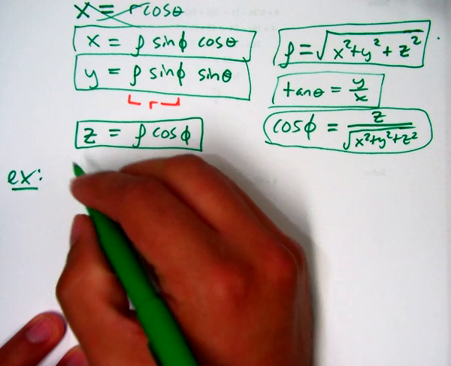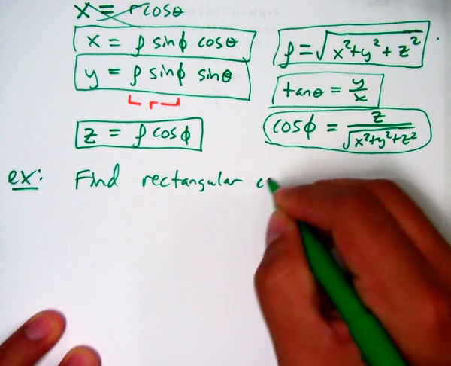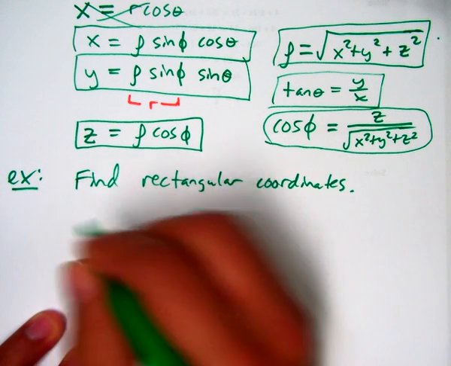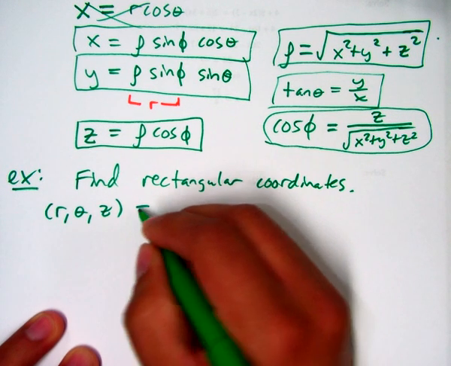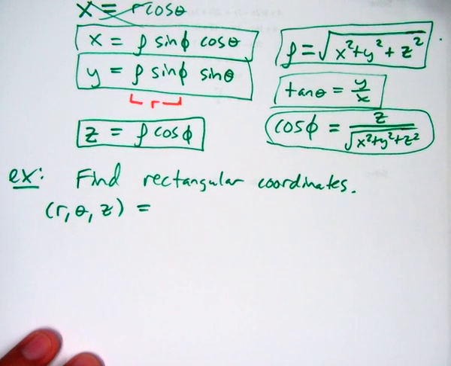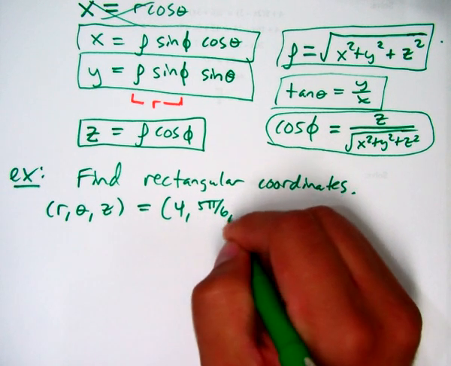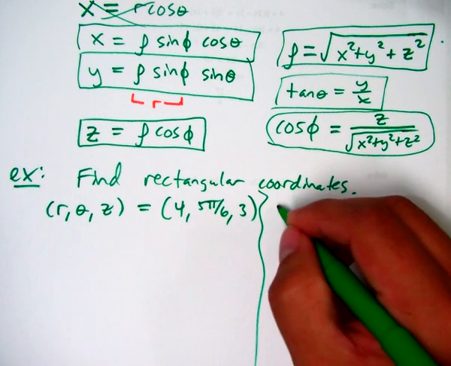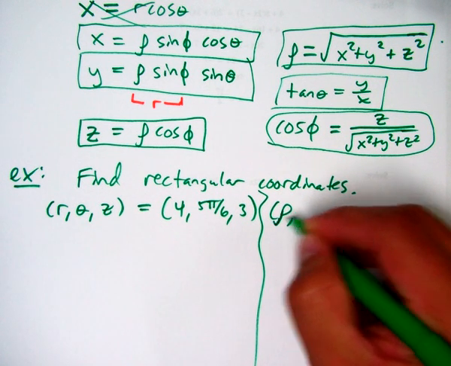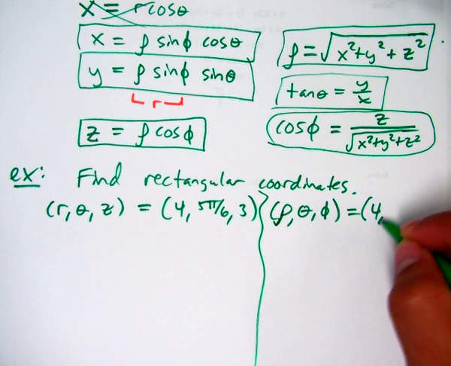Okay, for this one, let's say we wanted to find the rectangular coordinates and we were given an r, a theta, and a z. So what mode is this? Cylindrical. We have 4, 5 pi over 6, and 3. And then we'll also do one where we know a rho, a theta, and a phi. Let's say those coordinates are 4, pi over 3, and pi over 4.